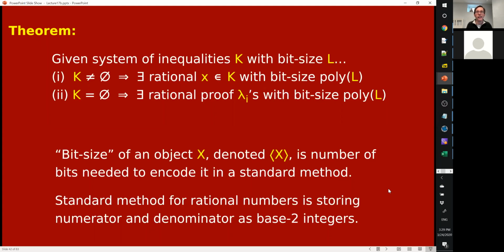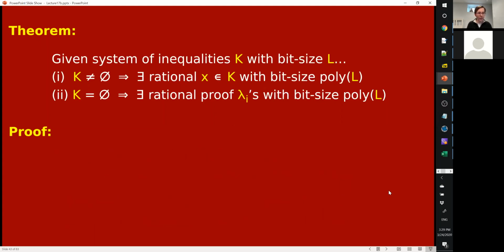And what is the proof of this? Well, that's what I want to talk about for a little while. First thing I'll say is it actually suffices to show bullet point 1. It suffices to show that when there is a solution, there's a solution with polynomially many bits in it. And what is the reason for this? Well, suppose we knew it was true for bullet point 1, how could we reason about polynomial bit size for the lambdas in the case where it's unsatisfiable?